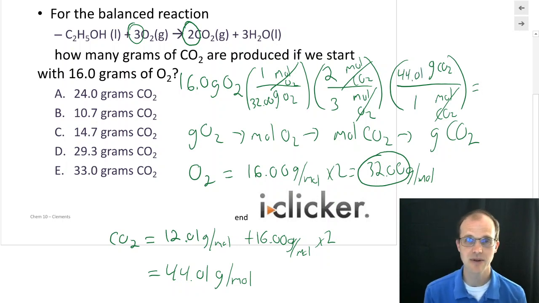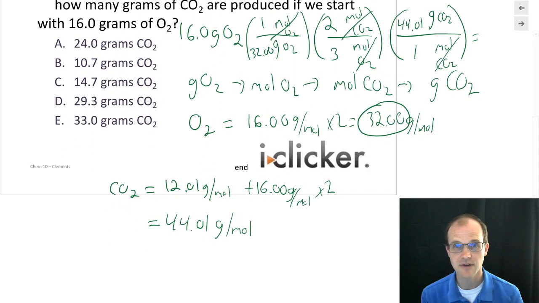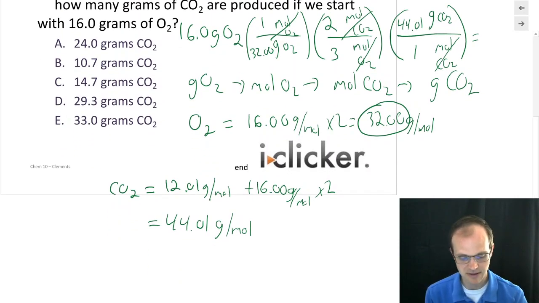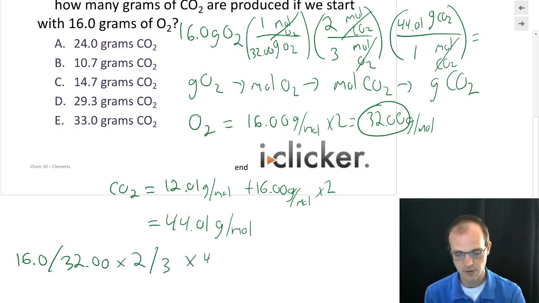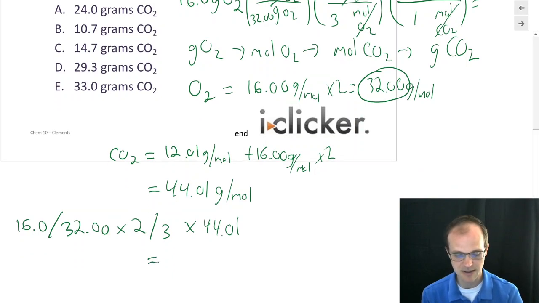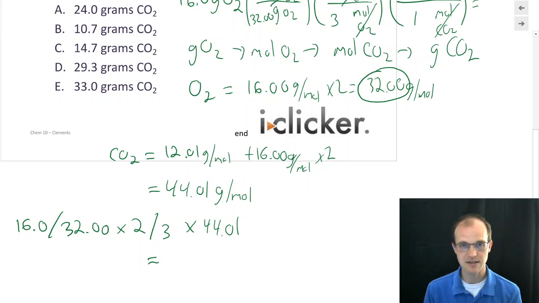Now, sometimes people have trouble with how to put this kind of math into the calculator. So let me just tell you what I'm about to type into my calculator, and then I'll type it in. I'm going to type in 16.0 divide by 32 times 2 divide by 3 times 44.01. If you type it in just like that without any parentheses, it'll all work. You can certainly do everything on top, 16 times 2 times 44, divide by parentheses 3 times 32. You'll get the same answer. But if I can avoid parentheses in my calculator, I usually do because it makes my life a little bit easier. So let me actually type that into my calculator right here.